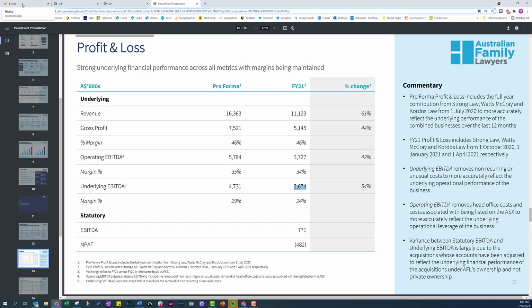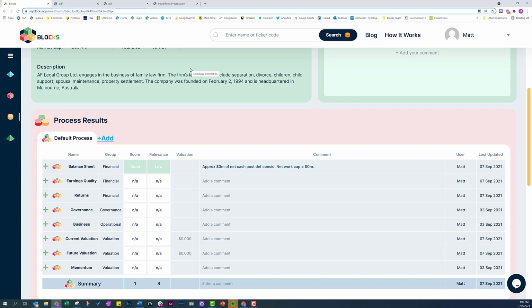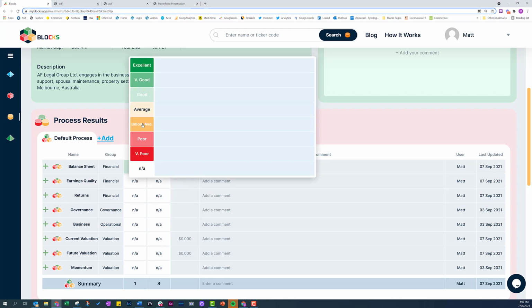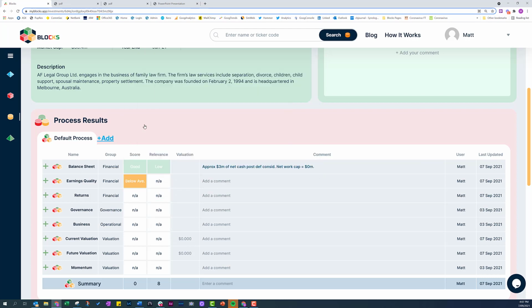As I said, I'm going to give them the benefit of the doubt in this case that there's nothing particularly sinister in those numbers. It's more just reflective of the complexity of the business, but nevertheless I am going to give this a below average rating for earnings quality, and because I don't think it's sinister, I'm just going to give that a low relevance factor.